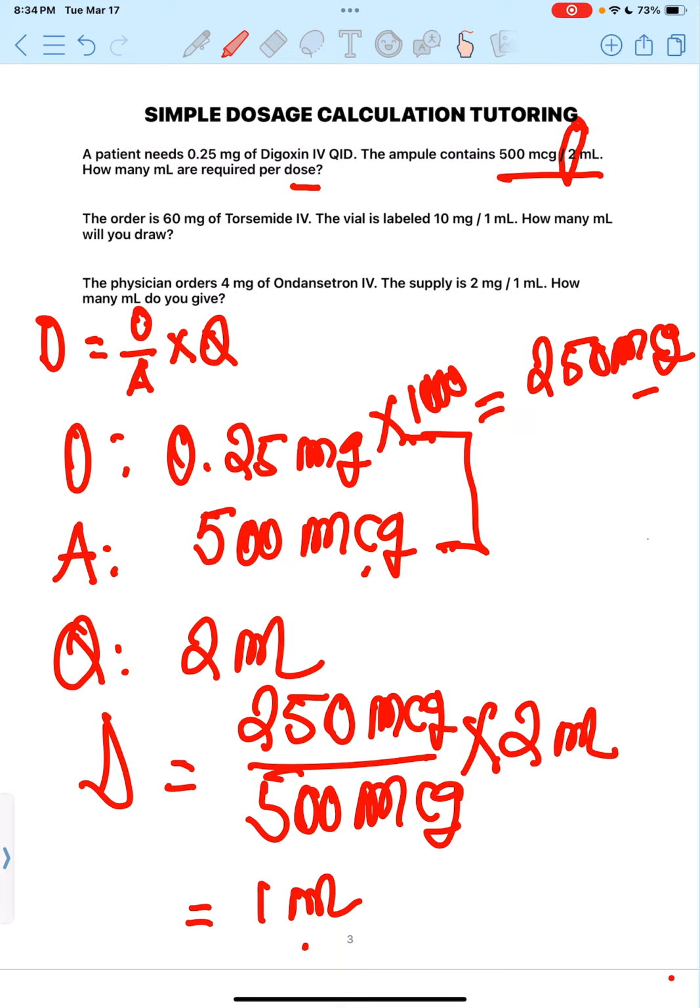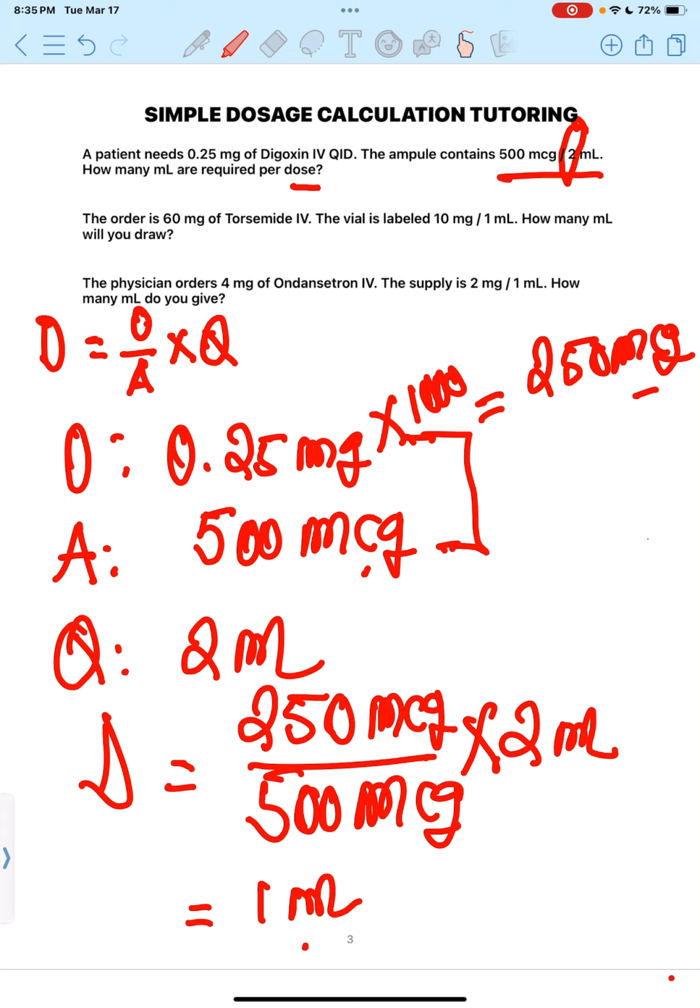You cannot do that. Because the question is asking you, what would you give per dose? They don't have to tell you per dose. They can just say how many milliliter the nurse will administer. It means the same thing.